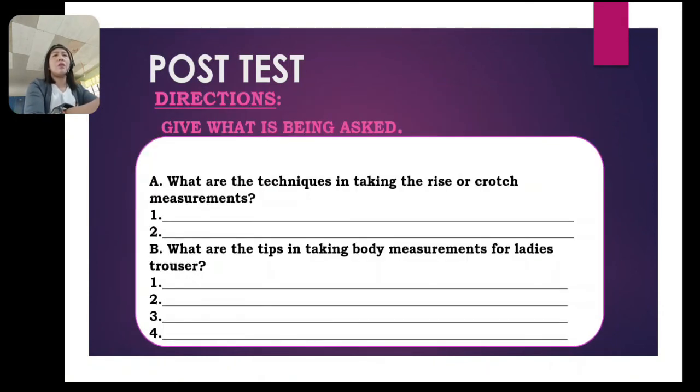Now, this is the second type of your post test. A. What are the techniques in taking the rise or crotch measurements? Again, I will give you 10 seconds to answer each question. So for letter A, you are going to give 2 techniques in taking the rise or crotch measurements. Time start now.